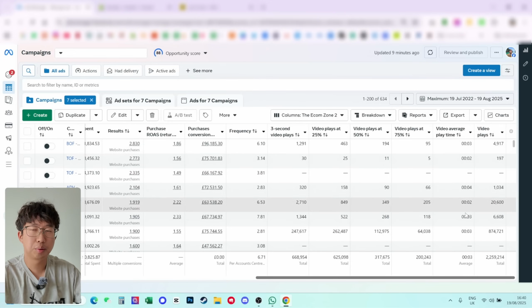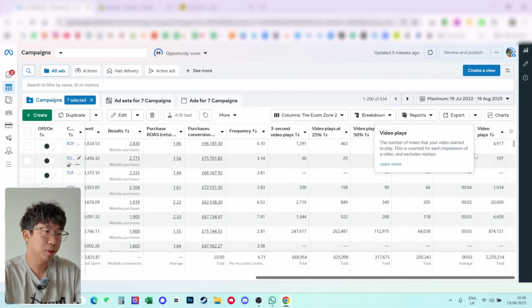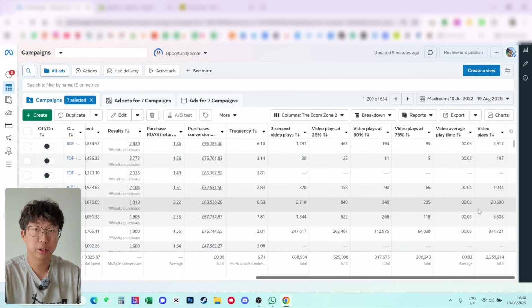Now, when you're optimizing your videos, you're focusing on this average playtime because that's what's most important. If your average playtime is like mine, where it's like 3 seconds long, that means people are only watching for 3 seconds and they're clicking away. Or they're either clicking onto your website or they're swiping away.